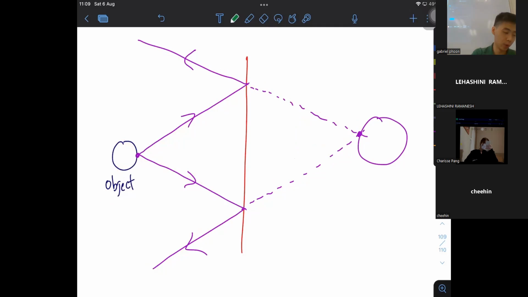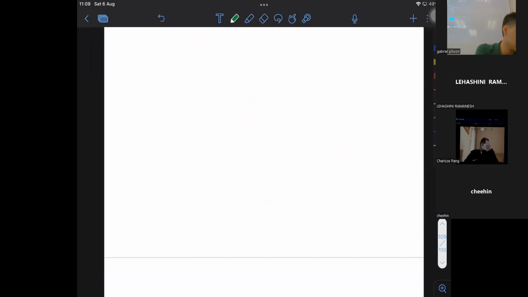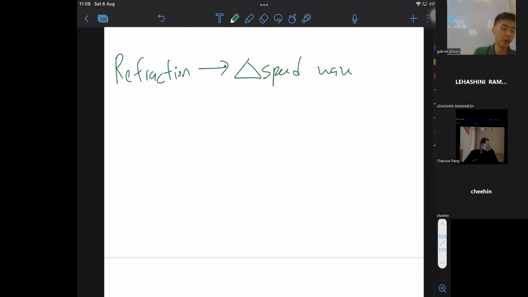Okay, then after we talked about reflection, we also talked about refraction of light. Refraction of light, by definition, guys, is due to the change in speed of the wave. If you recall refraction, I gave you an example of a very common experience of refraction, right? Basically, if you have a cup of water here and then you put a straw in it, right?